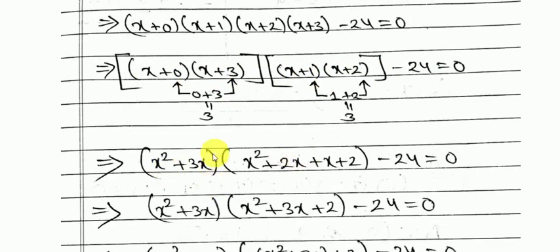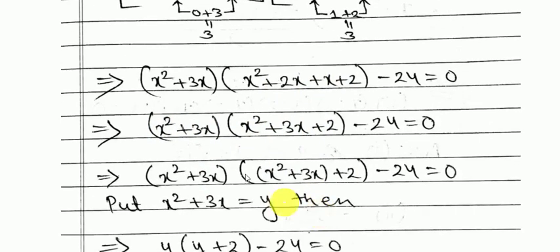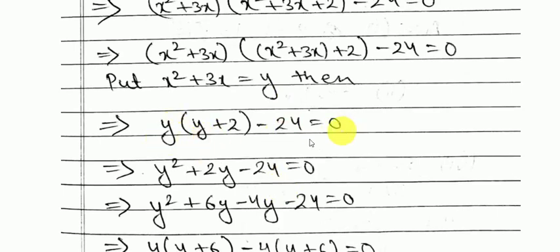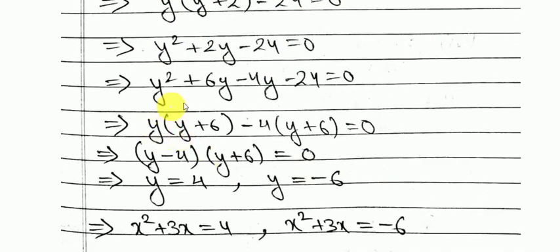So what you'll find is that here you are getting x square plus 3x, and here also, when you add these two you'll get x square plus 3x. Now what you can do is, in place of x square plus 3x you can put y, and once you put y, you get this. Then simplify it, you will get a quadratic equation. Do the middle term factorization, and you will get the value of y.